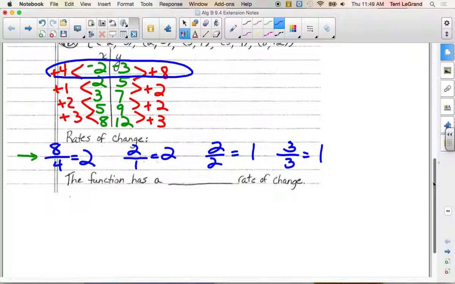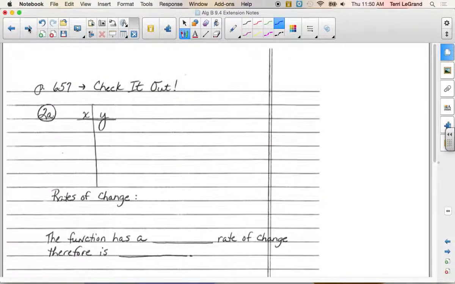I get two of my rates of change, the first two are 2's, and my last two are 1's. Did you get the same thing? Okay, so what are we going to say? What kind of rate of change does it have? It's a variable rate of change. So it's not linear. We don't know what it is, but it's not linear. Okay, any questions about how to do these? Okay, then you've discovered there's more pages, haven't you?